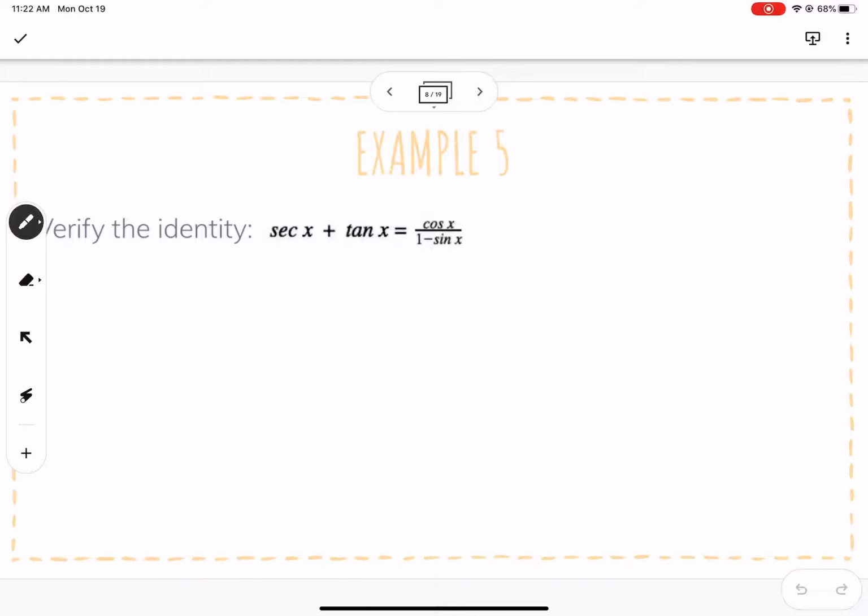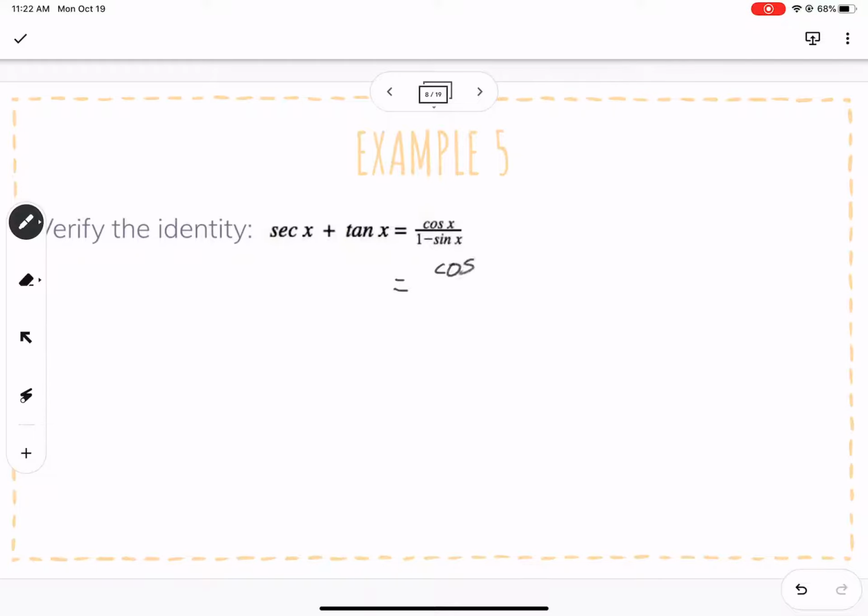So we have verified the identity. We have secant x plus tangent x equals cosine x all over 1 minus sine x. So to me, the more complex side looks like the right side. And the fact that I just told you about conjugates kind of gives away that we're going to use the right side, because in the denominator we have 1 minus sine x, and wouldn't it be great if it said 1 minus sine squared x? So we're going to go ahead and work with the right side, and what I'm going to do is I'm going to multiply by the conjugate because I do want it to be 1 minus sine squared.